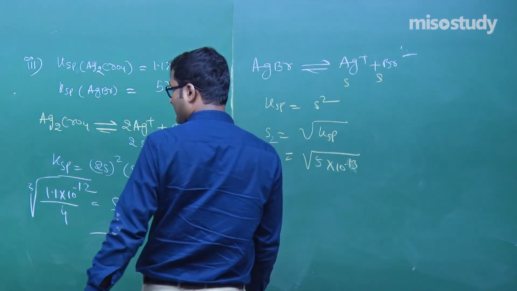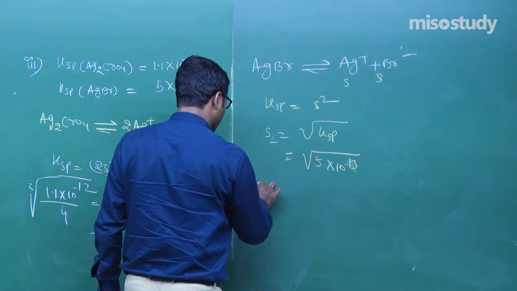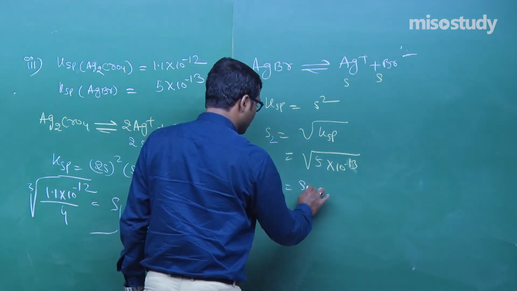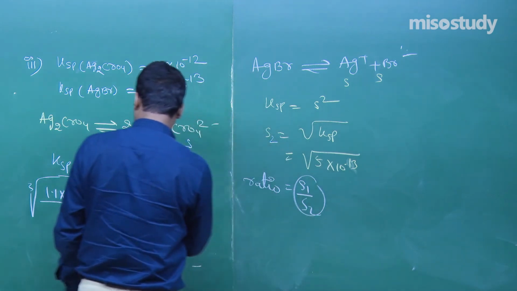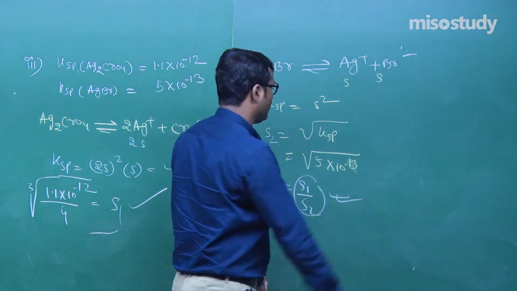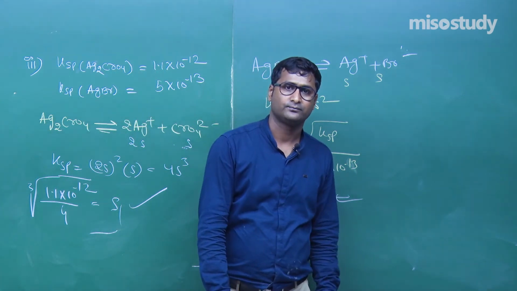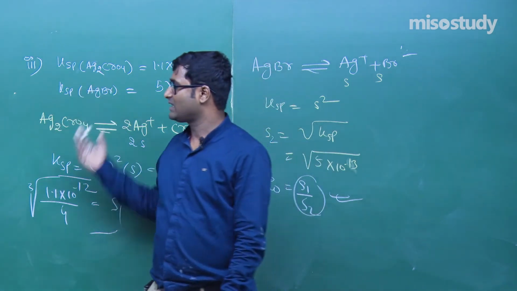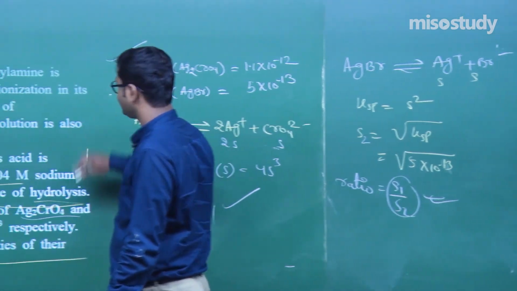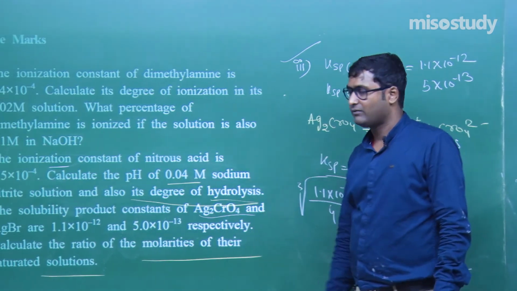So what is the ratio of molarities? The ratio will be equal to S1 upon S2. Put the value of S1 and the value of S2, in mole per liter. Am I right? Yes sir. Which type of question? Very simple questions. Now let's move to the next one.